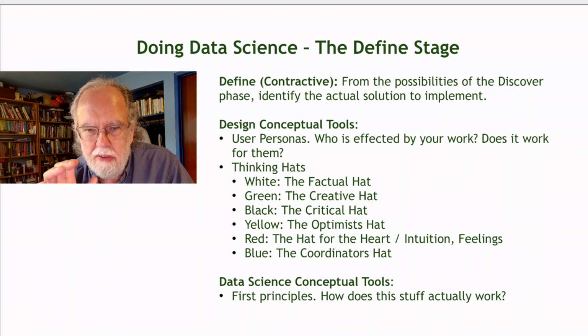The factual hat is around what do we actually have available? Very, very concrete. The green creative hat is about forget about actual, what can we dream of? Black, the critical hat, is about what can possibly go wrong. Yellow, the optimist hat, is for what can be right. Red, the hat for the heart, intuition.